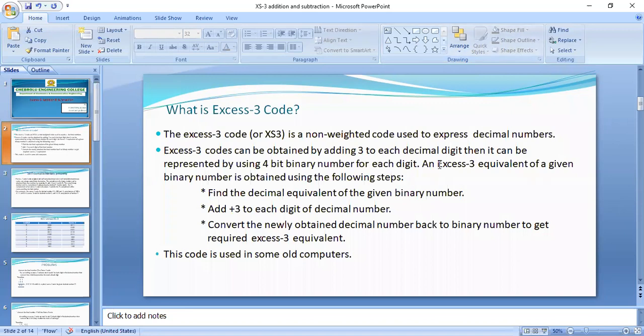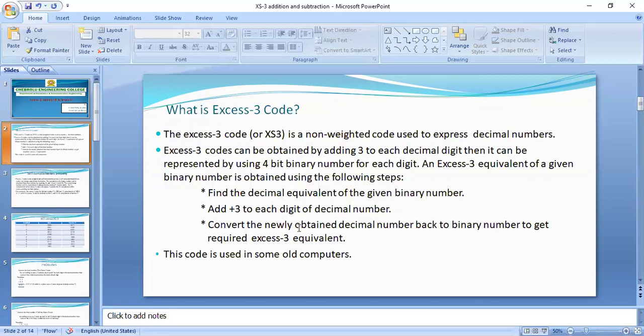First, how do we get the equivalent XS3? How can we obtain an equivalent XS3 code for the given number? You should follow 3 steps. If the given number is binary, first you have to convert that binary number into decimal. After converting, add 3 to each decimal digit.